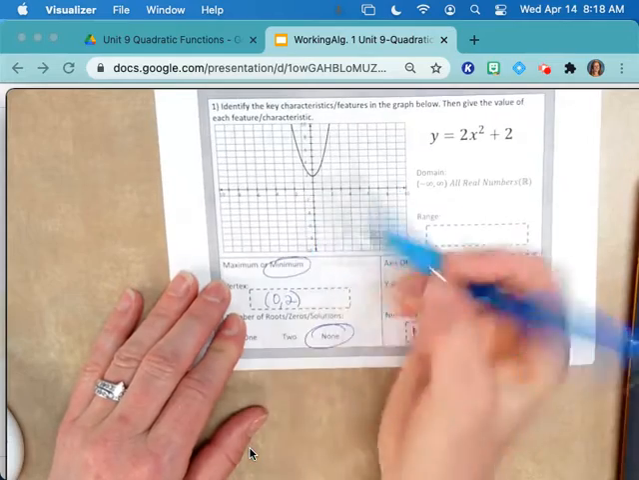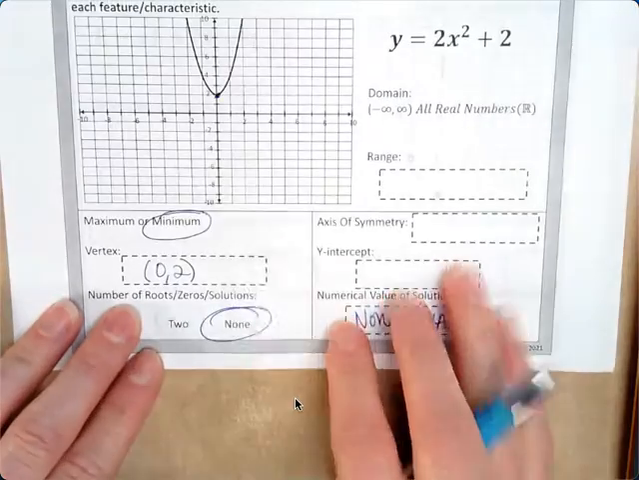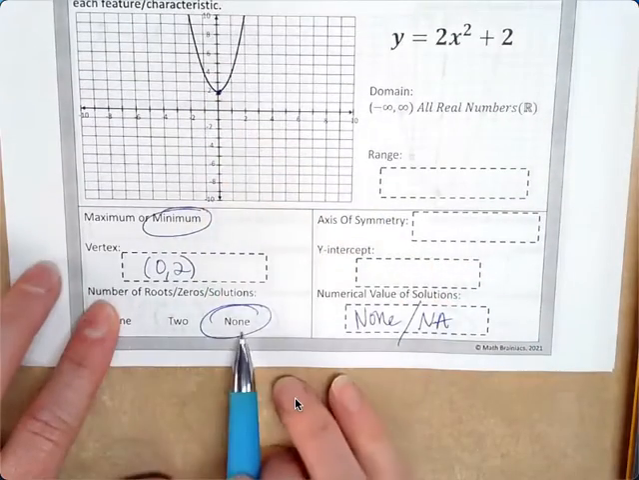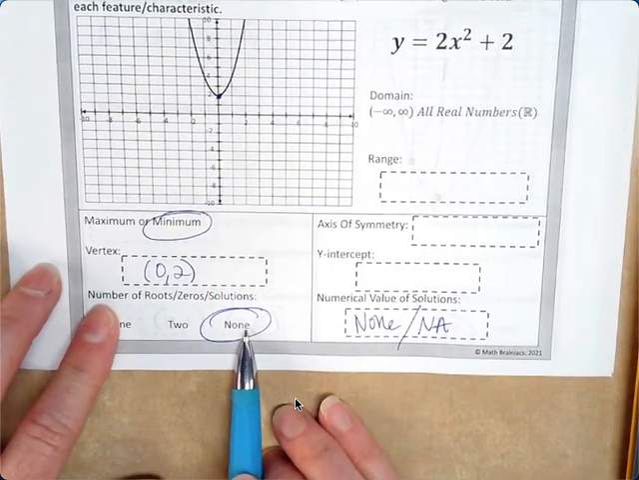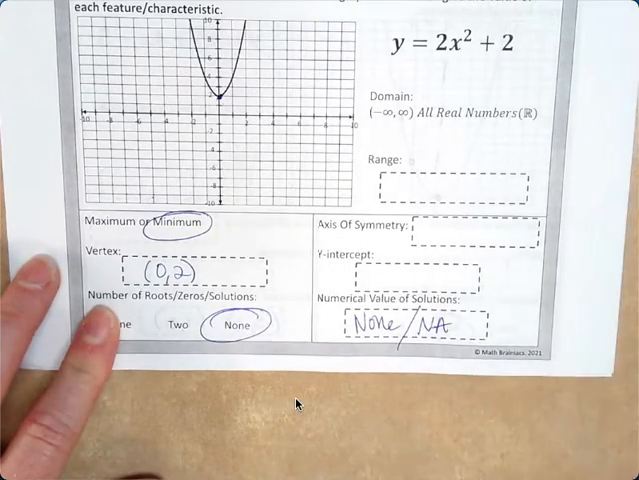So we know this one is a minimum. The vertex is at 0, 2. We have no solutions, roots, or zeros because it doesn't cross the x-axis. So we would put none or NA anytime that happens.